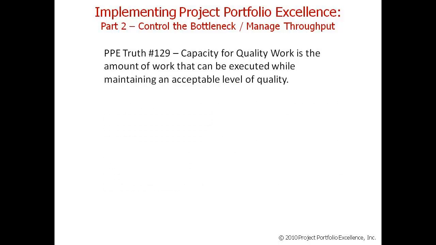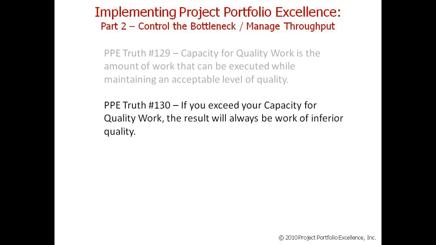First of all, our capacity for quality work is the amount of work that can be executed while maintaining an acceptable level of quality. The level of quality that we're talking about could differ from company to company or even from project to project. It's something that might actually be set by the project sponsor depending on the urgency of the need. Truth number 130 states that if you exceed your capacity for quality work, the result will always be work of inferior quality. And that's where many companies are today.